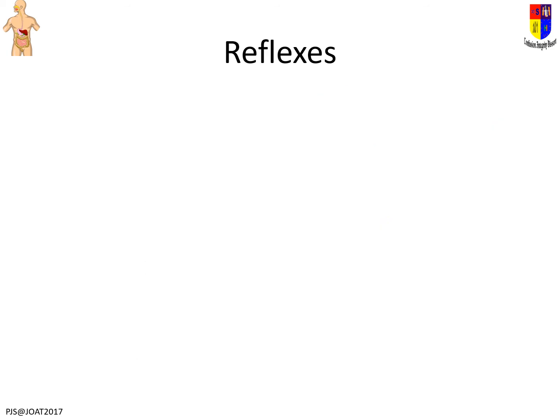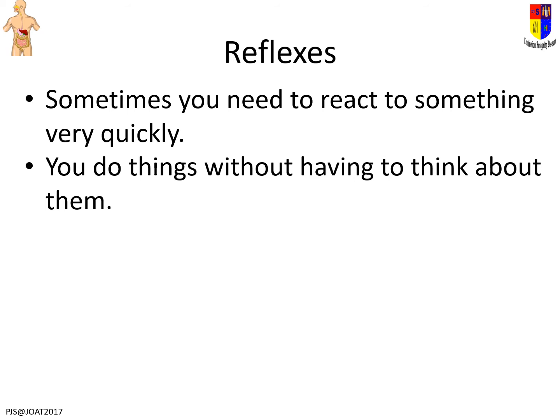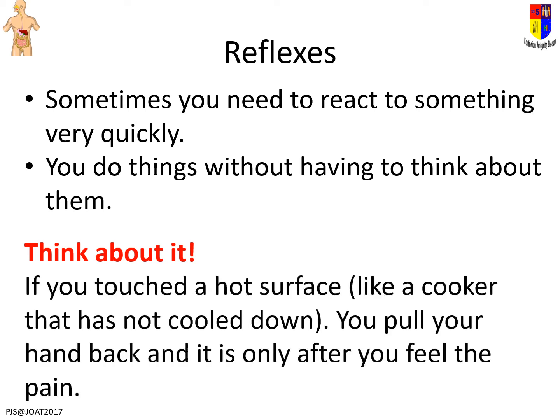There is one arrangement of nerves that you need to know in a bit of detail, and that is the reflex arc. This is obviously about reflexes, things that you need to react to very quickly. In fact, you react to them so quickly that you don't even have to think about doing them. Your body does it for you. If you touch a hot surface, you pull your hand back and then you go, ow, that hurt. You don't actually think about it. Your brain has dealt with it before you even think about what's going on.